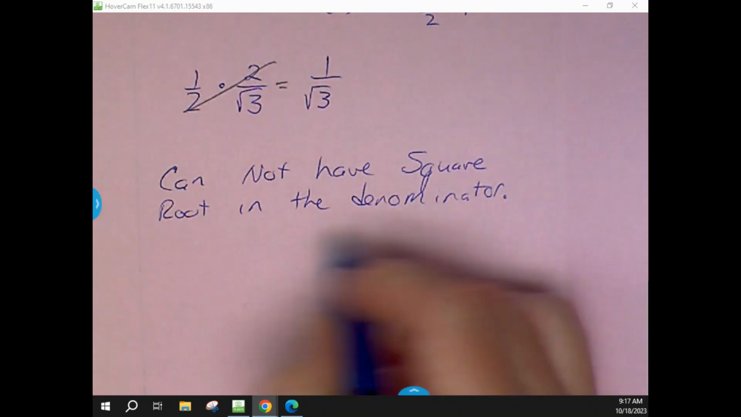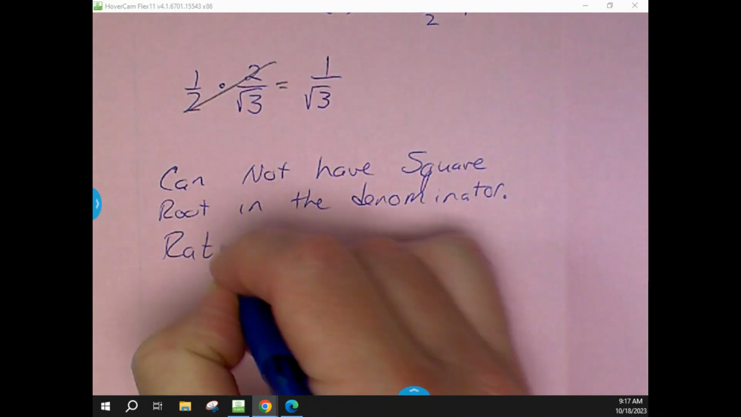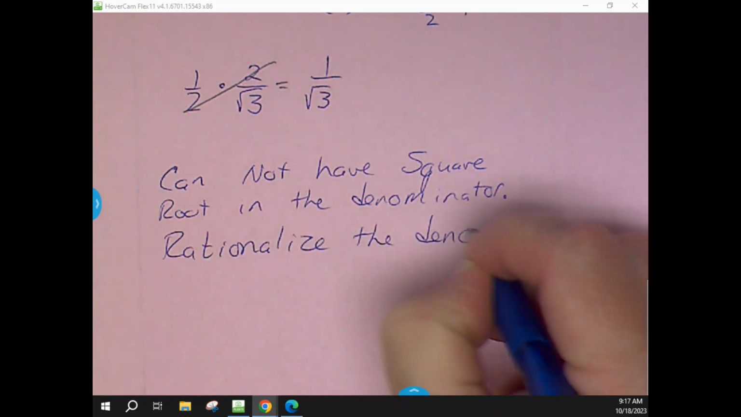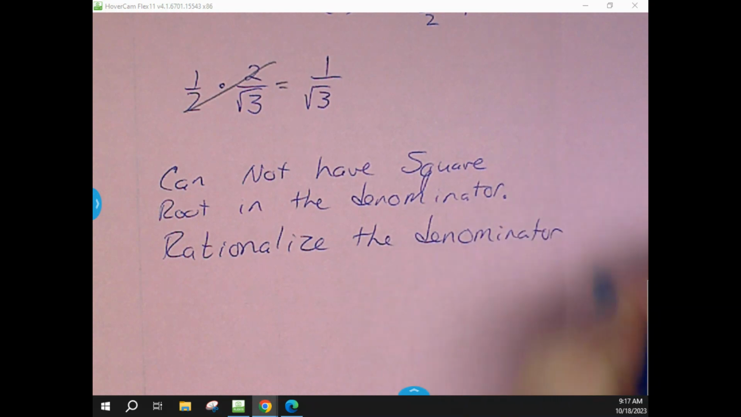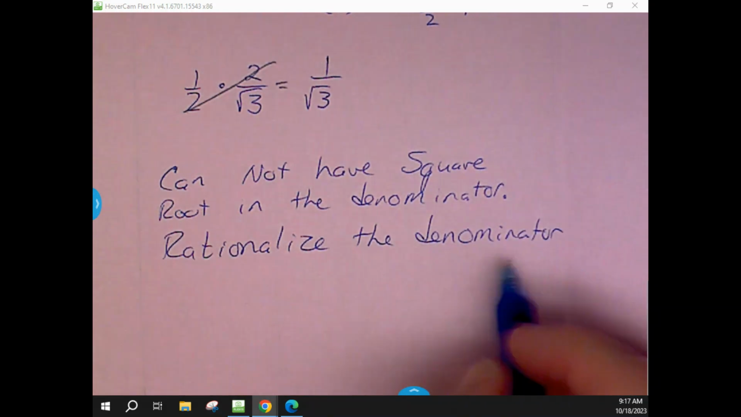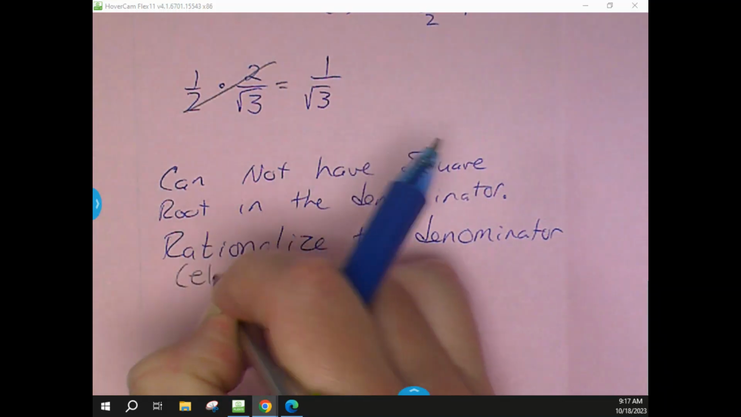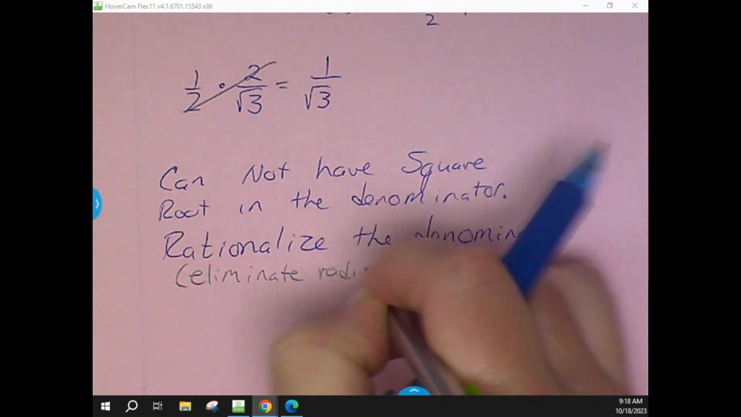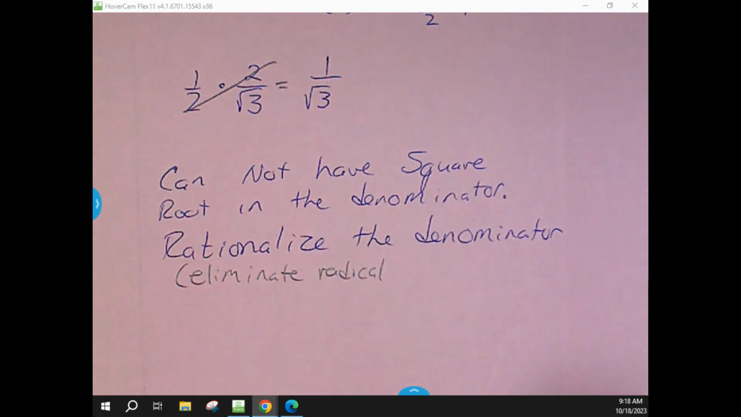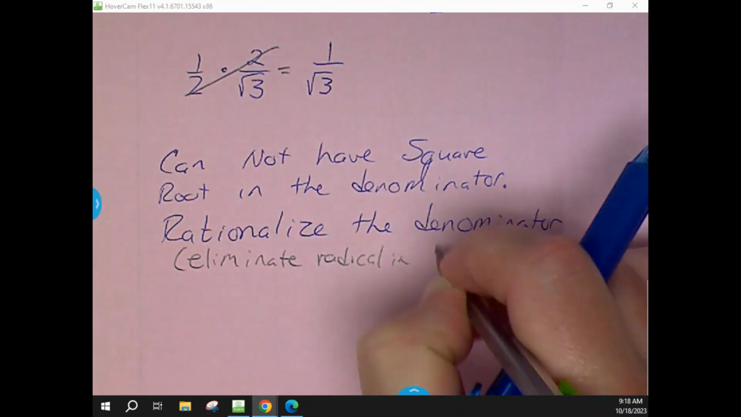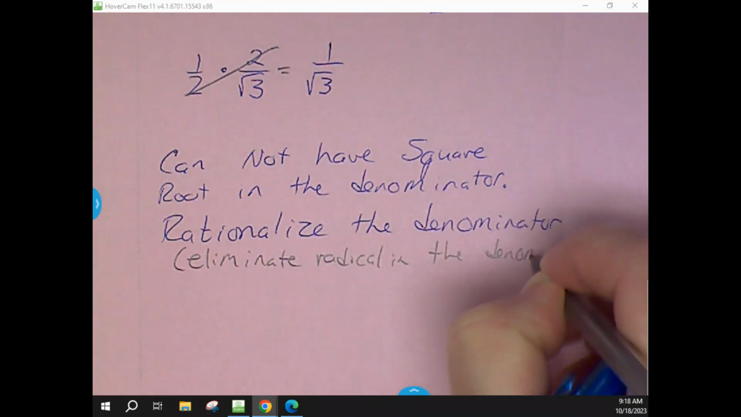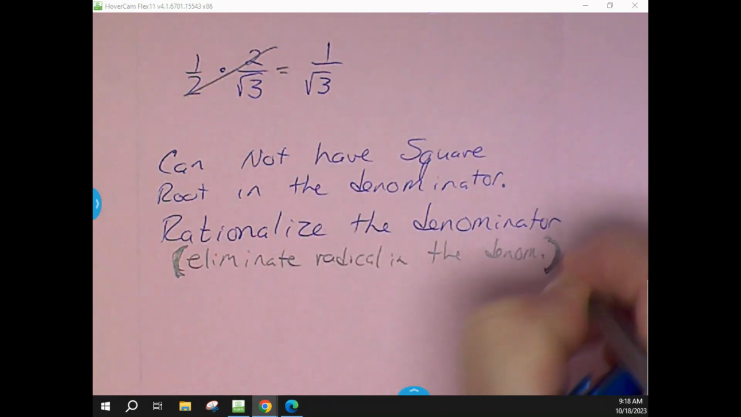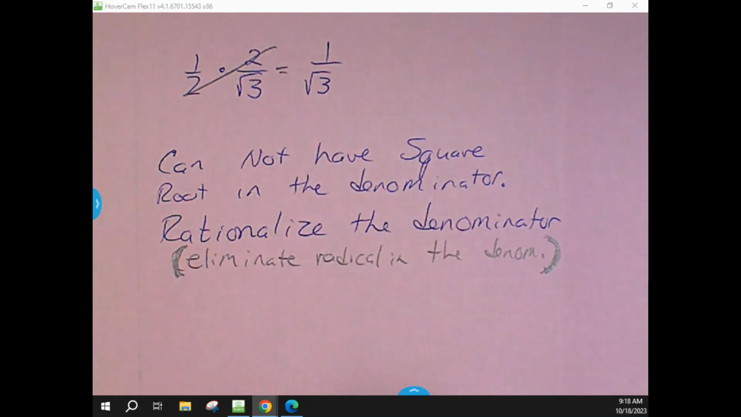So what you're going to do is you're going to rationalize the denominator, which basically means that we're going to eliminate the radical in the denominator. Because any of the answers that you're going to do, if you leave this answer as 1 over square root of 3, they're going to count it wrong.